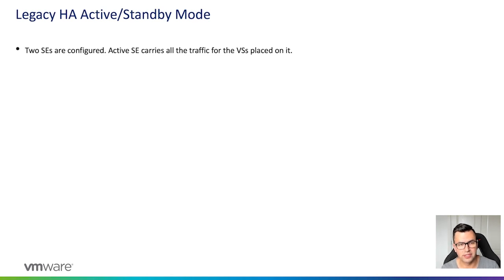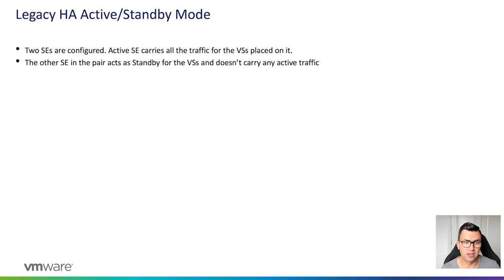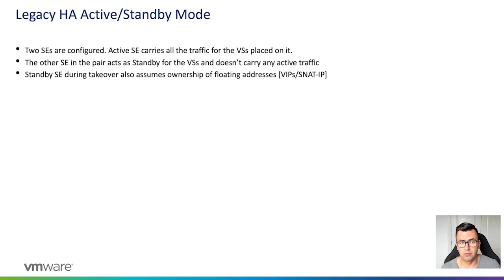Now let's talk about the active standby mode. In this case, there are 2 SEs configured. Active SE carries all the traffic for the VSs placed on it. And the other SE pair is just on standby. It doesn't carry any active traffic. Now, during takeover, if there's a failure on the active one, the standby takes ownership and all the floating addresses. So the VIPs, the SNAT IP, all that moves to the standby. But on the regular conditions, it's not carrying any traffic.